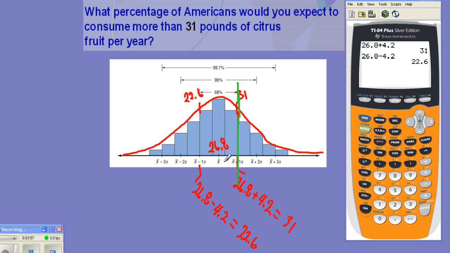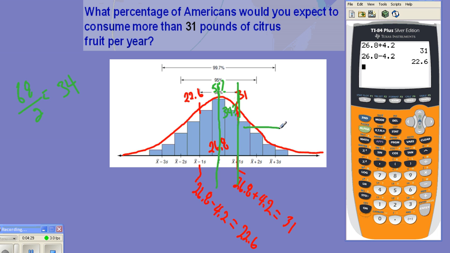Well, let's think about this for a second. If I split this in half right there, that's 50%. So if I take that 68 and I divide it by 2, when I do that, I get 34. That means I have 34% right here that I have to take away from the 50. So this right here is 34%.